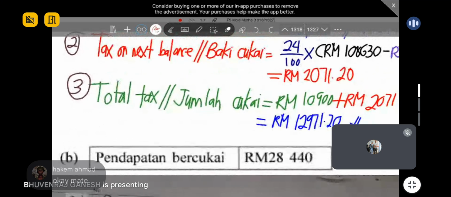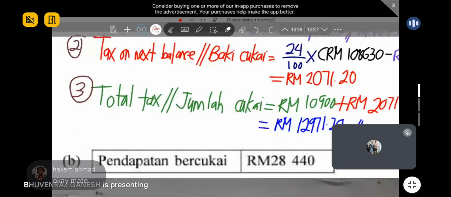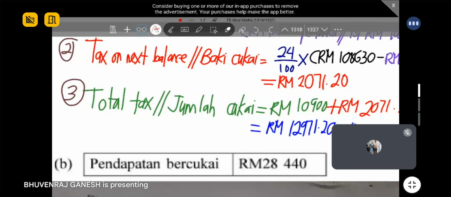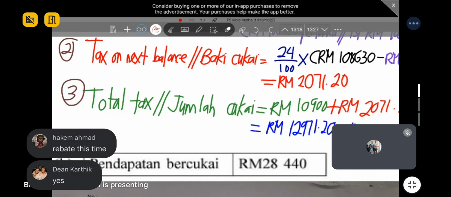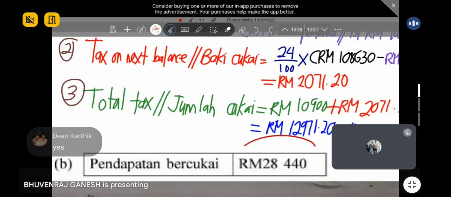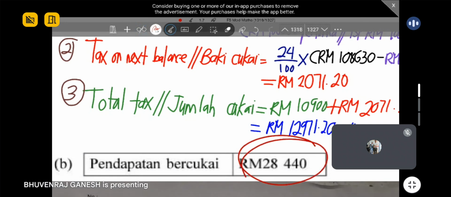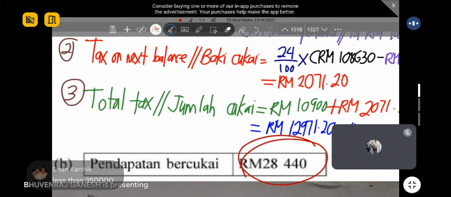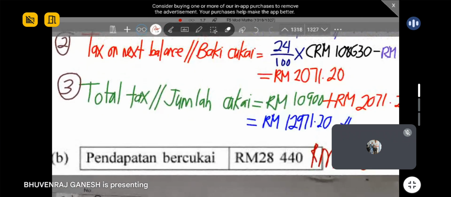Let's say this is the question now. Is there anything special that you need to take note for question B? Adakah ada apa-apa perkara istimewa? Yes or no? Yes. Okay, you will get the rebate because your chargeable income, pendapatan bercukai, kurang dari 35,000, less than 35,000, correct? Okay, so the rebate is RM 400. Yes. Okay, so yeah, until here, correct? So now, can you all tell me back?